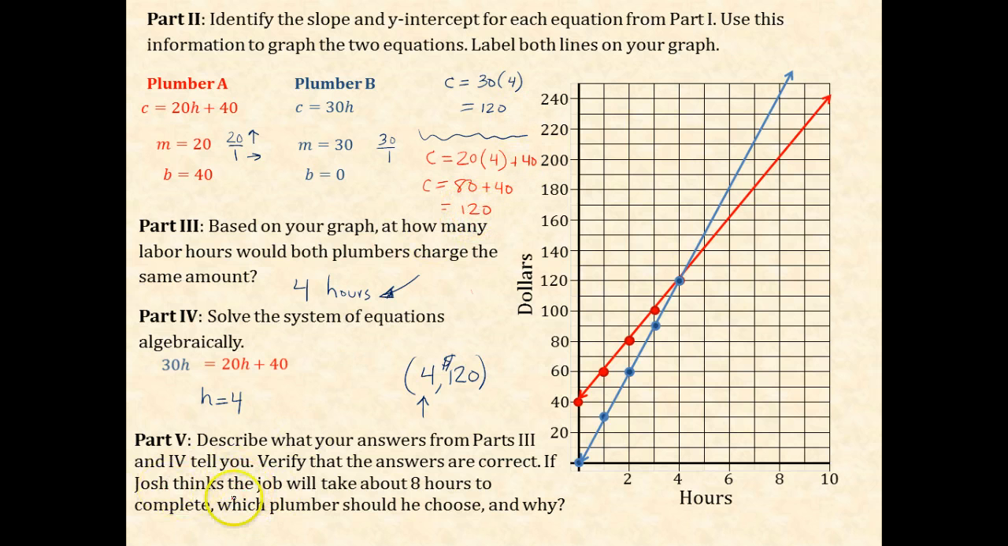Now, if Josh thinks the job will take about 8 hours to complete, which plumber should he choose and why? Well, here's 8 hours. If I follow 8 hours up, it looks like plumber A would be about $200, and plumber B would be about $240. So I would go with plumber A because you're going to save about 40 bucks.